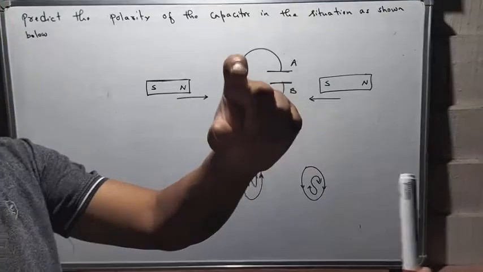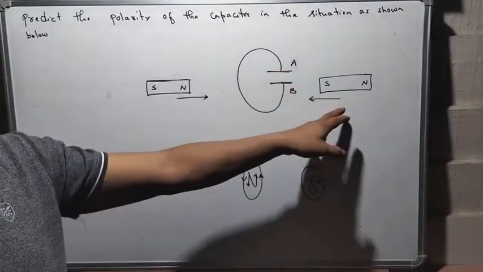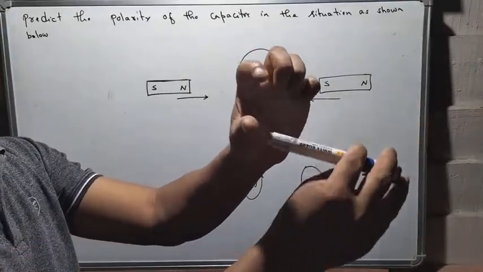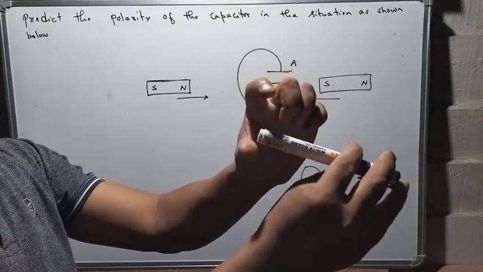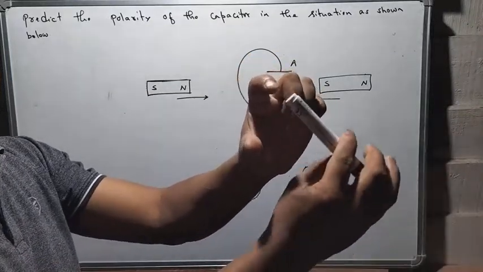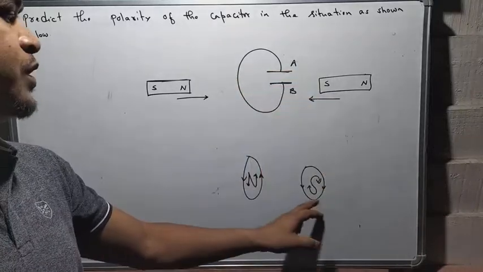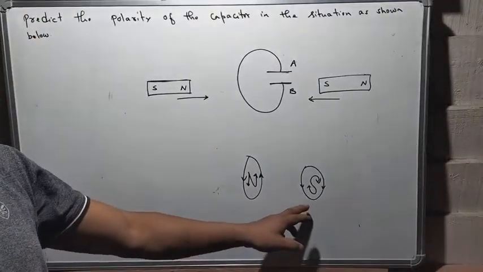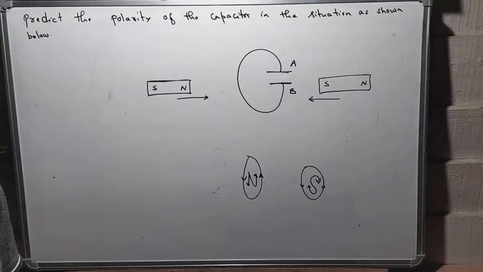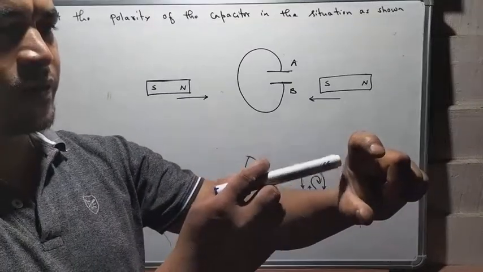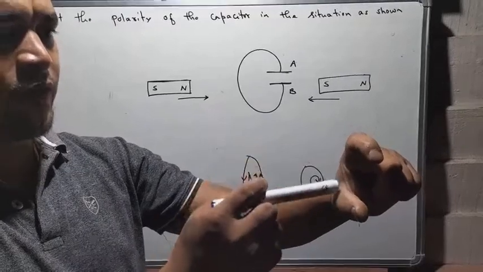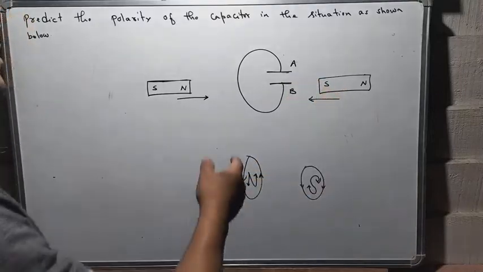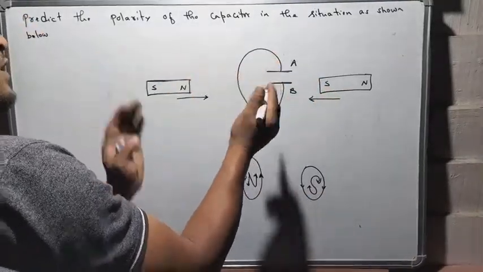Okay, but when you look from that side, we have a south pole. So this south pole is coming towards the face of the loop. So this face of the loop, in accordance with Lenz's law, when you look from that side, will appear as a south pole. So if it is a south pole, it means like this, so the current will flow in clockwise direction. Alright, so looking from here, the current is going anti-clockwise, but when you look from there, the current is flowing in clockwise direction.